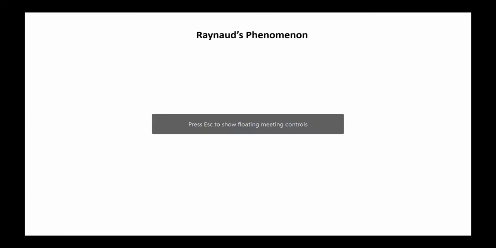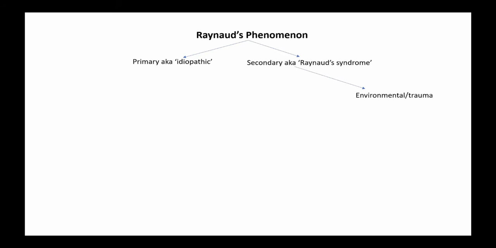So we mentioned earlier, she did have these symptoms that were pretty rare, but pretty specific for Raynaud's. And so it's either going to be a primary etiology that's idiopathic, or it's going to be secondary to another condition. So no evidence of environmental or trauma.